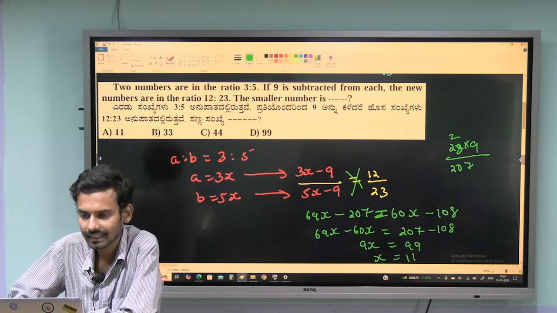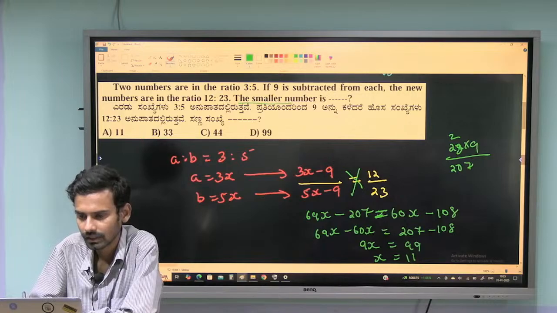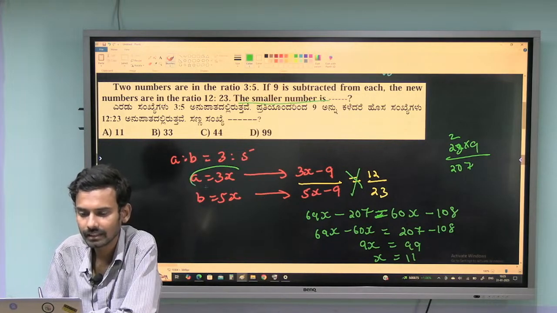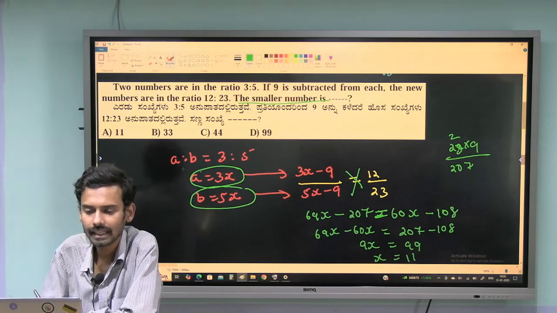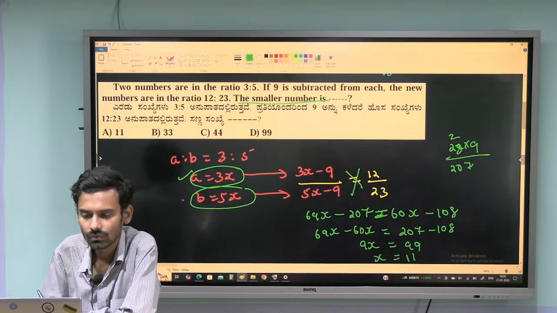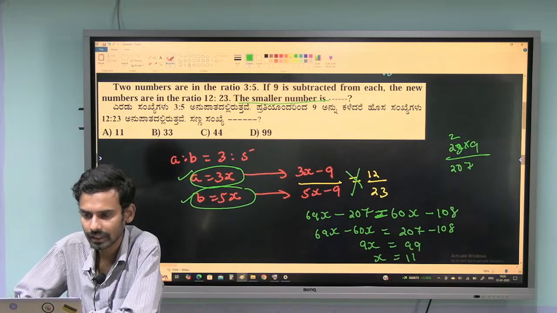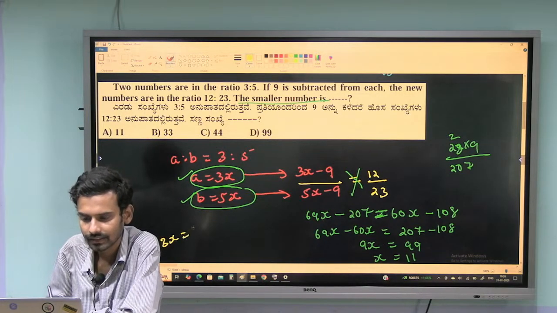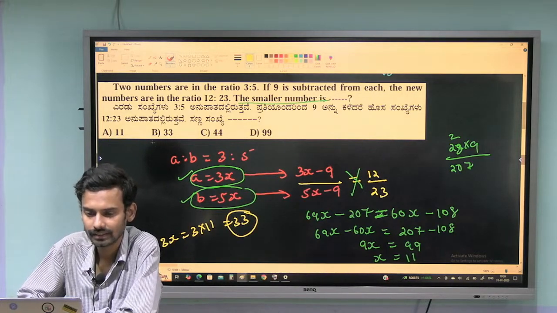Now the question is asking for the smaller number. If you observe here, between A and B, which is the smaller number? A is 3x and B is 5x. So smaller number is 3x, which is A. X value is known to me now. So 3x value will be 3 into 11, which is 33. So answer for this question will be 33.